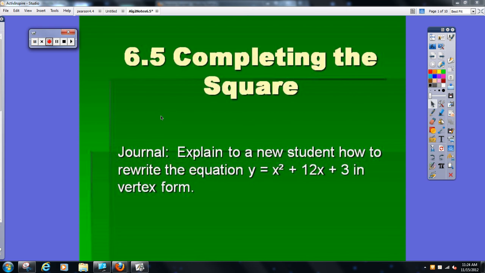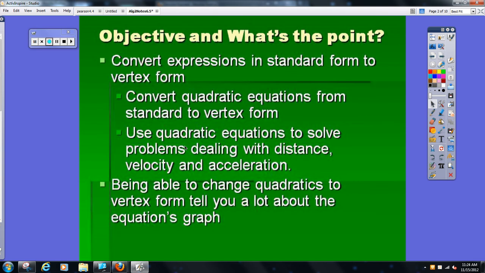Okay, these are your notes for section 6.5, completing the square. Here's a journal choice for you. This section is going to go back and forth from standard form of an equation to vertex form of an equation. This is very, very important.